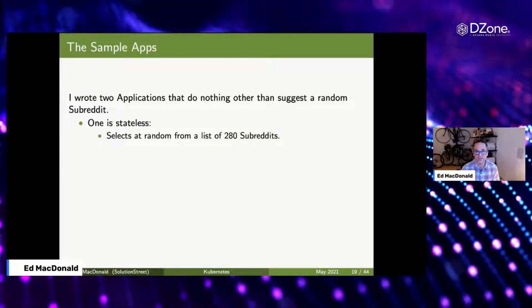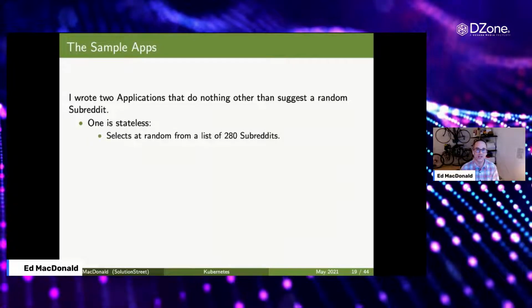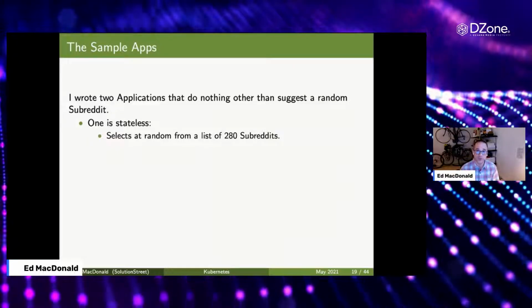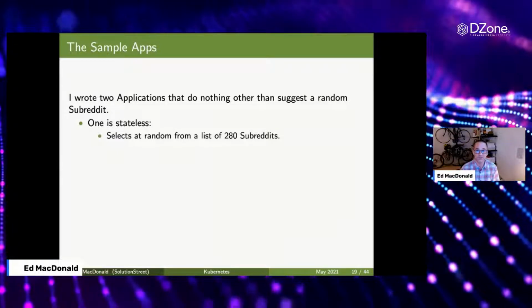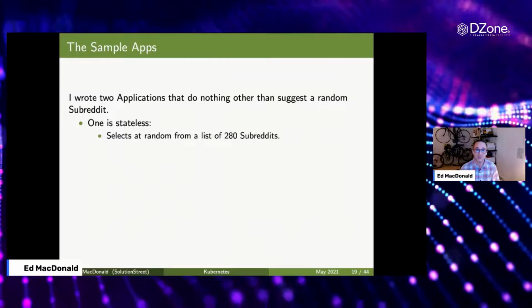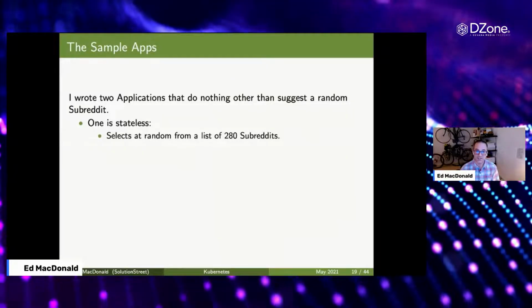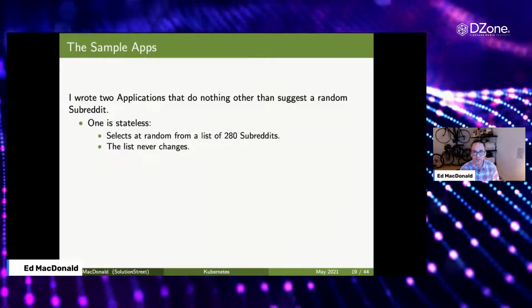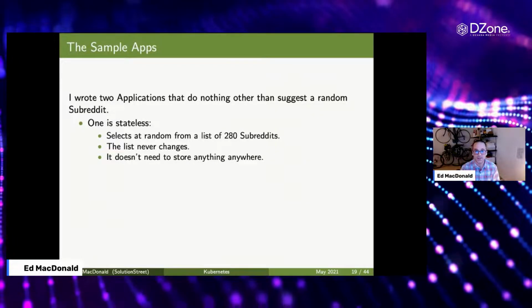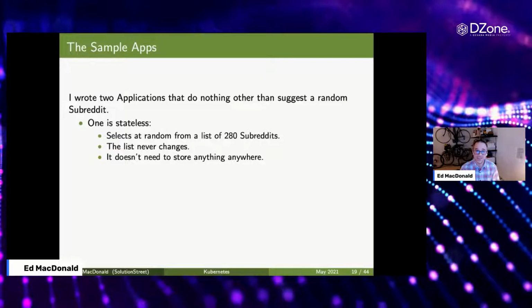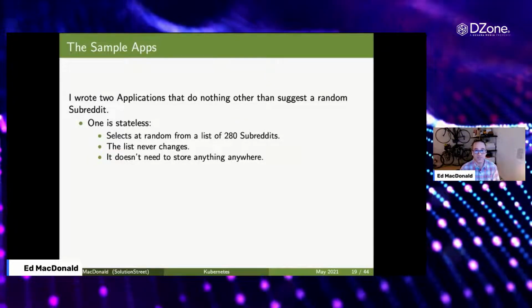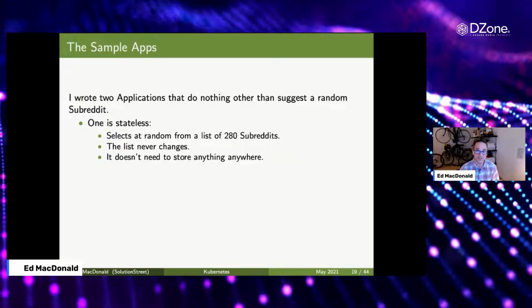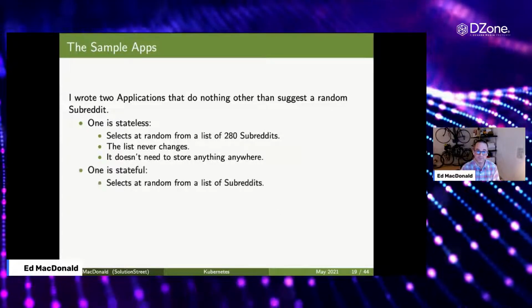One of them is stateless. So we've talked about the two big types of apps you're going to deploy to a Kubernetes cluster: stateless or stateful. One of my apps is stateless, and it just selects at random from a list of 280 subreddits. The list never changes. It's stored in memory. It doesn't need to store anything anywhere. By that, I mean it doesn't need to persist it to disk. The list lives in memory.